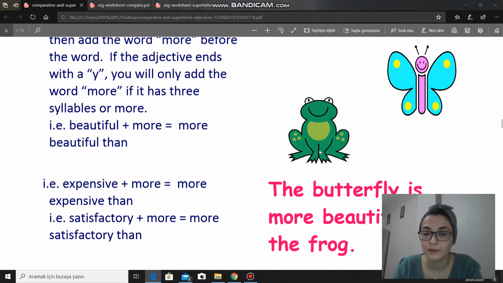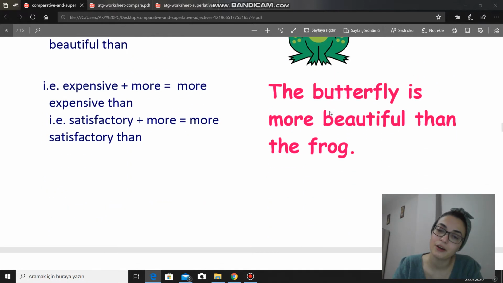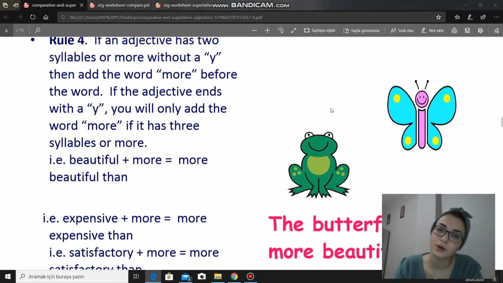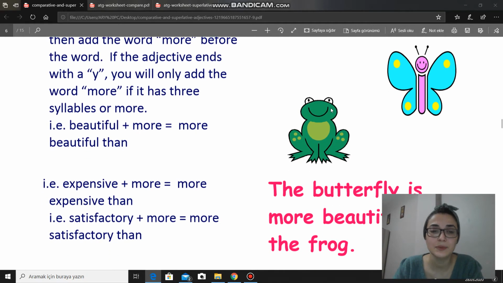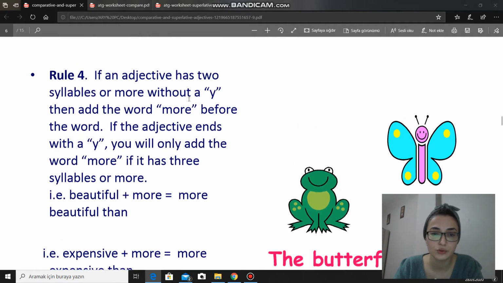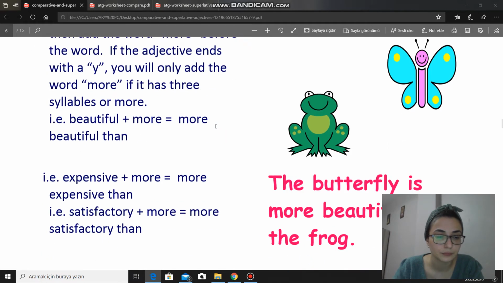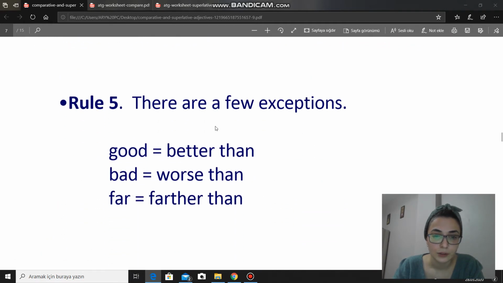So in the example, we see a frog and a butterfly. The butterfly is more beautiful than the frog. Okay? If it has more than 1 syllable, you don't use er. You should use more. So, these are the rules, but we have a few exceptions. İstisnalar.